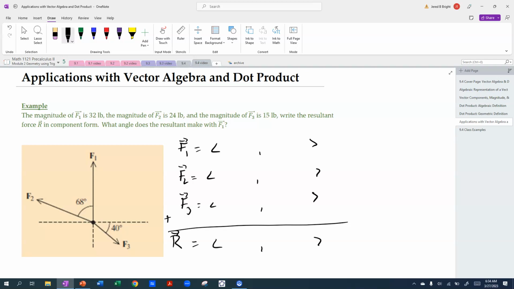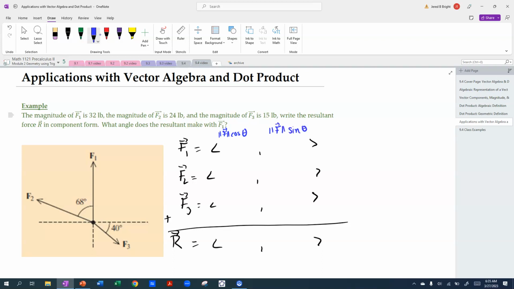So I need to find component form. I don't know how far they go to the right and up, or to the left and up, or to the left and down, etc. But what I do know is that the horizontal component is given, in general, by the magnitude of a force times cosine of theta, and then the vertical component would be the magnitude of the vector times sine of that angle.